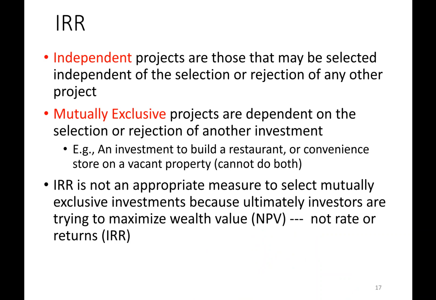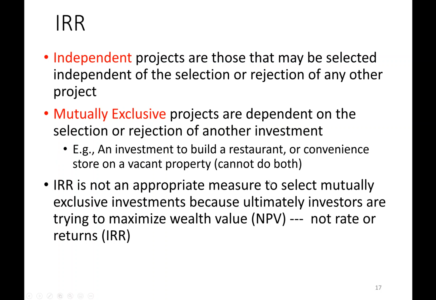Another thing to mention when we're using IRRs is projects can be either independent or mutually exclusive. Independent projects means you can have those projects be selected or unselected, and the selection of one project does not rely on the decision on another project. However, you could have mutually exclusive projects, which are dependent on the selection or rejection of another investment. For example, what if you had an investment to build a restaurant or a convenience store on the same property? Obviously, you can't do both. So these two projects are mutually exclusive.